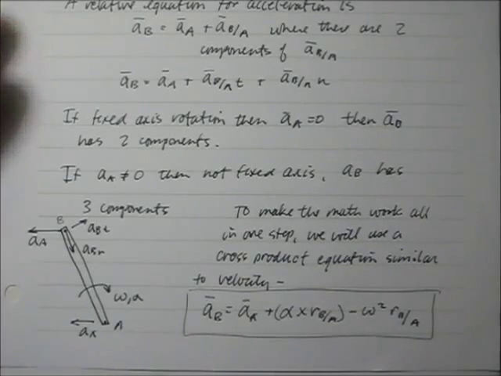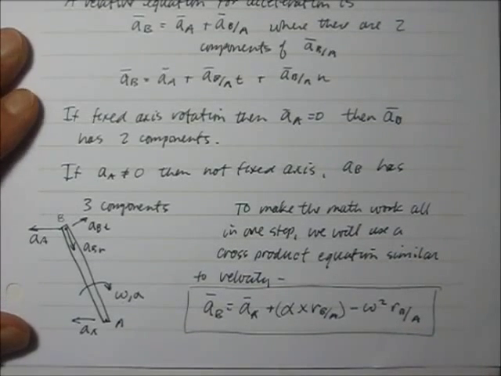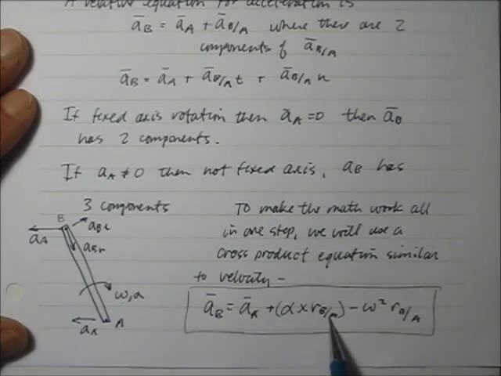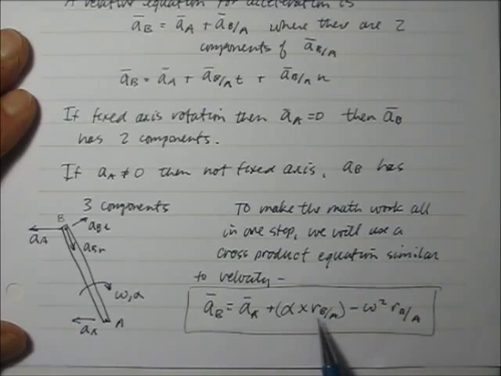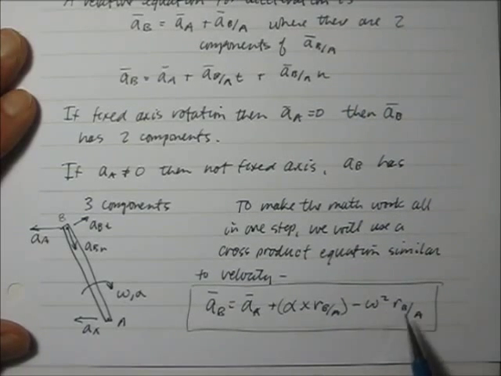All right, so we're going to use the cross product equation just like we did with the relative velocity equation, and it makes the math easier in one step. And so what we'll say is that the tangential component, the r alpha component, is going to be alpha cross r of B with respect to A. In other words, the distance between B and A, and we'll use the i and j components there to do that cross product. The normal component, the r omega squared component, will be minus omega squared r of B with respect to A. All right, we're going to use that a couple of times here.